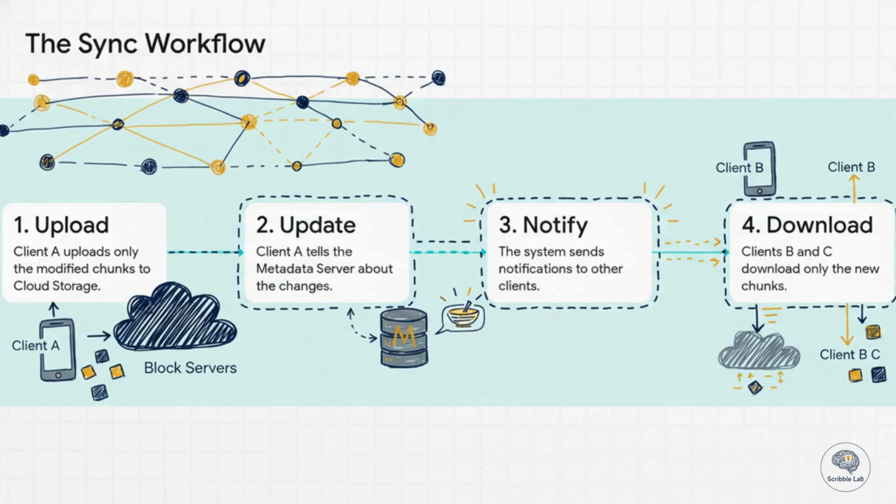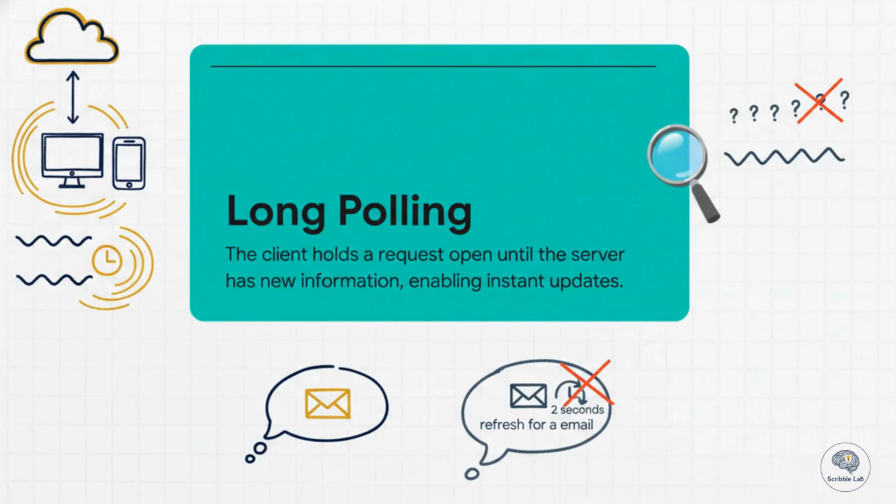Third, the system immediately sends out a notification to your other devices, like your phone and your tablet, Client B and C. And finally, those devices get the message and know to ask for and download just those specific new chunks. Done. Synced. But wait a second, how do your other devices get that notification so blazing fast?